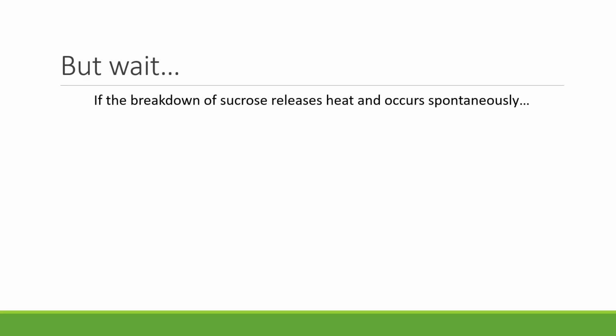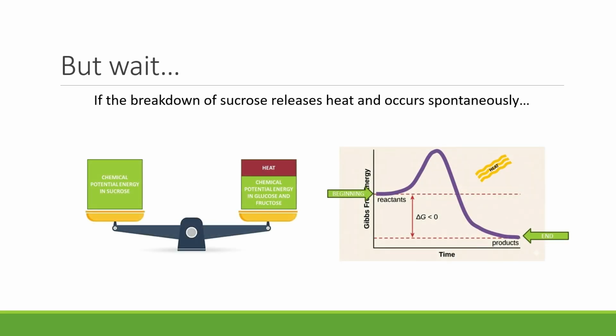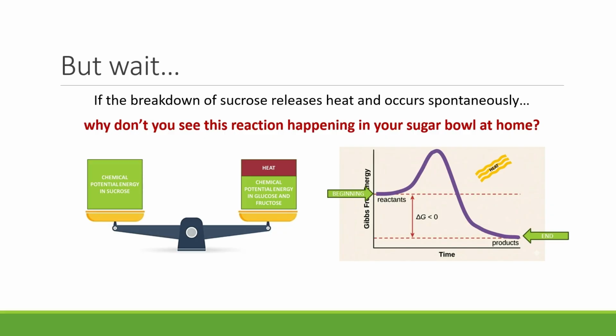So, we now run into an interesting conundrum that may be puzzling you. We have established that the breakdown of sucrose releases heat and therefore occurs spontaneously. We showed this in several different ways, including our scale figure and with our free energy diagram. So if it is spontaneous, why in the world do you not see this reaction happening in your sugar bowl at home? Sucrose, as we said, is regular granulated table sugar. So why doesn't the sugar break down right before your eyes if the reaction is spontaneous?